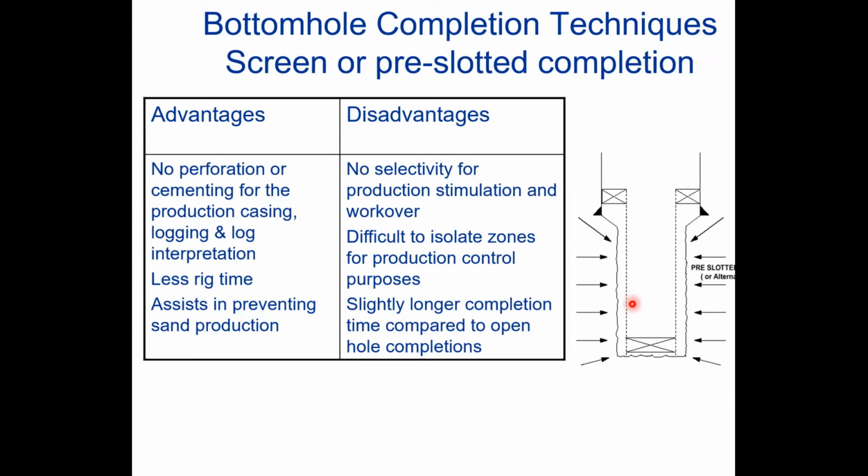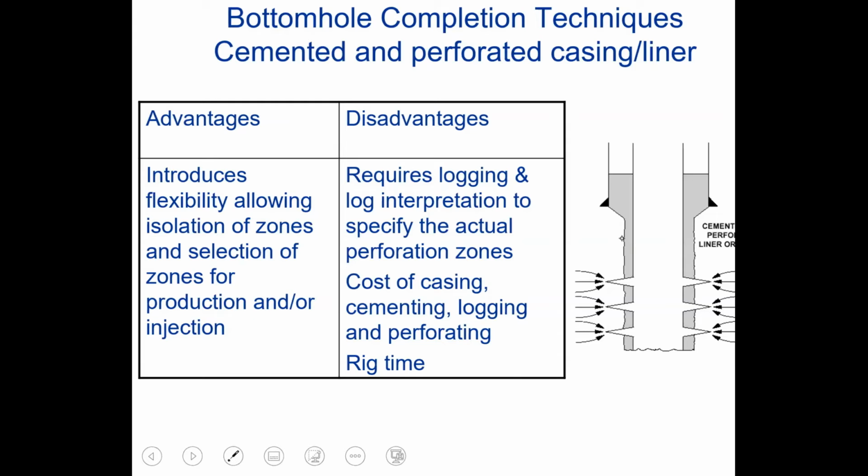So these are the two major options. But the weak point of this is that, again, you don't have selectivity. If the water is produced here, you cannot prevent it. If the gas is produced here, you cannot prevent it. Okay? The most popular option is to cement the casing and then connect to the zone that we are interested in by perforation, by making holes in the casing.